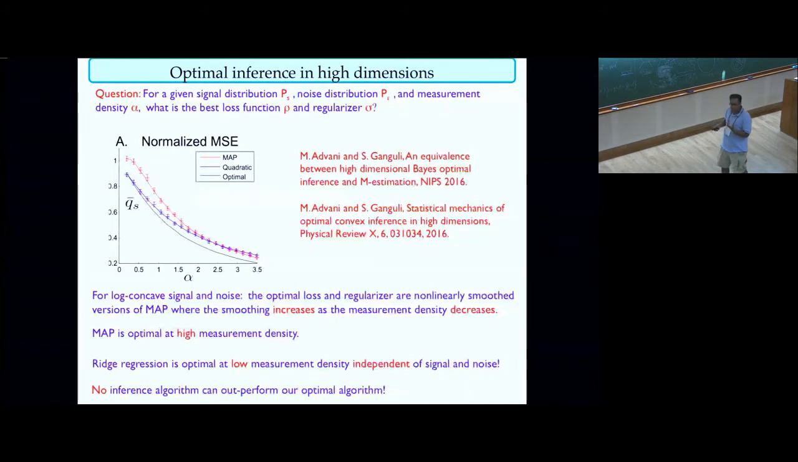So this is an example where you can use ideas from statistical physics to come up with a better algorithm or figure out what's the right thing to optimize, of course, conditioned on all the assumptions that I made.